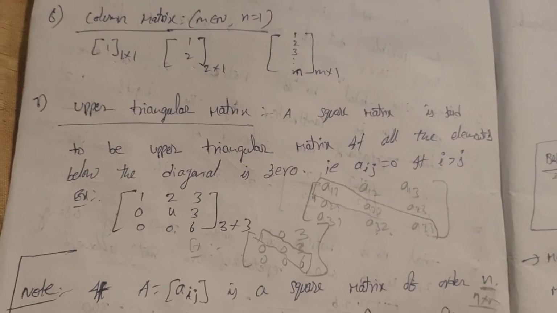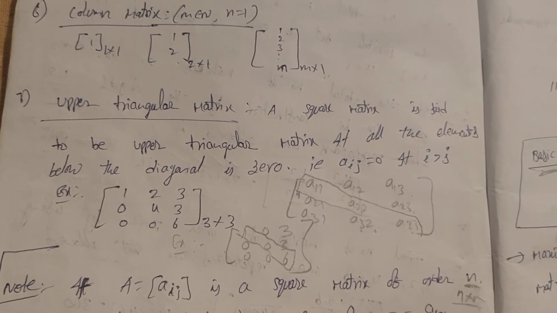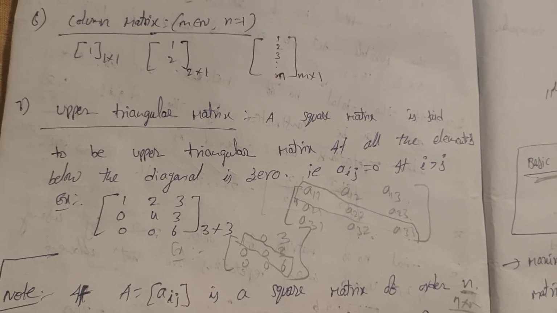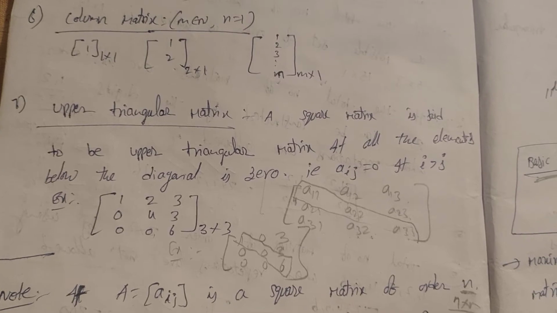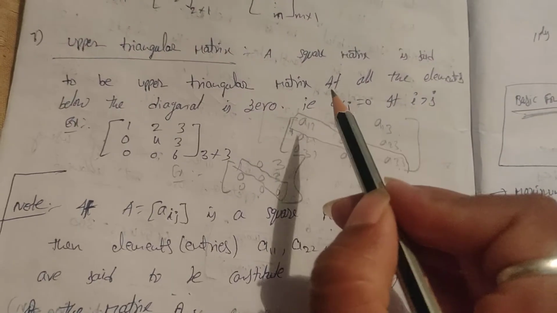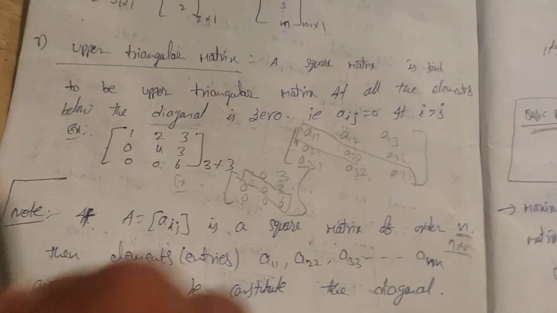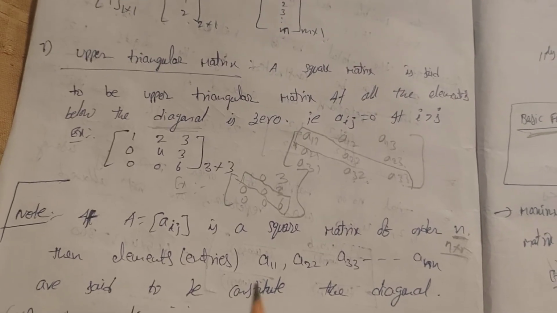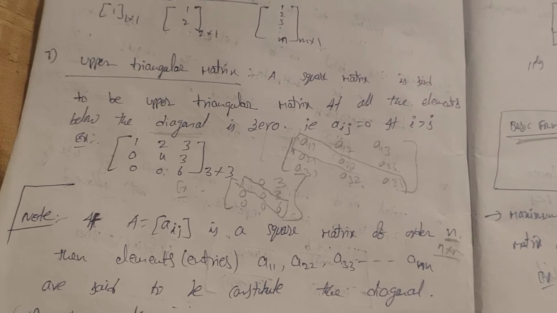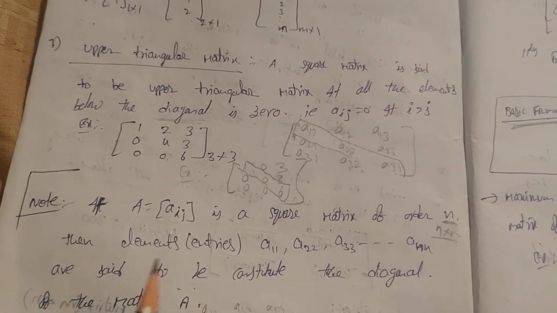Next one is the upper triangular matrix. A square matrix is said to be an upper triangular matrix if all the elements below the diagonal are 0. See, here there is a new word, diagonal, which we haven't discussed till now. So before completing the upper triangular matrix, first we have to discuss the diagonal of a matrix, which you also call the principal diagonal.